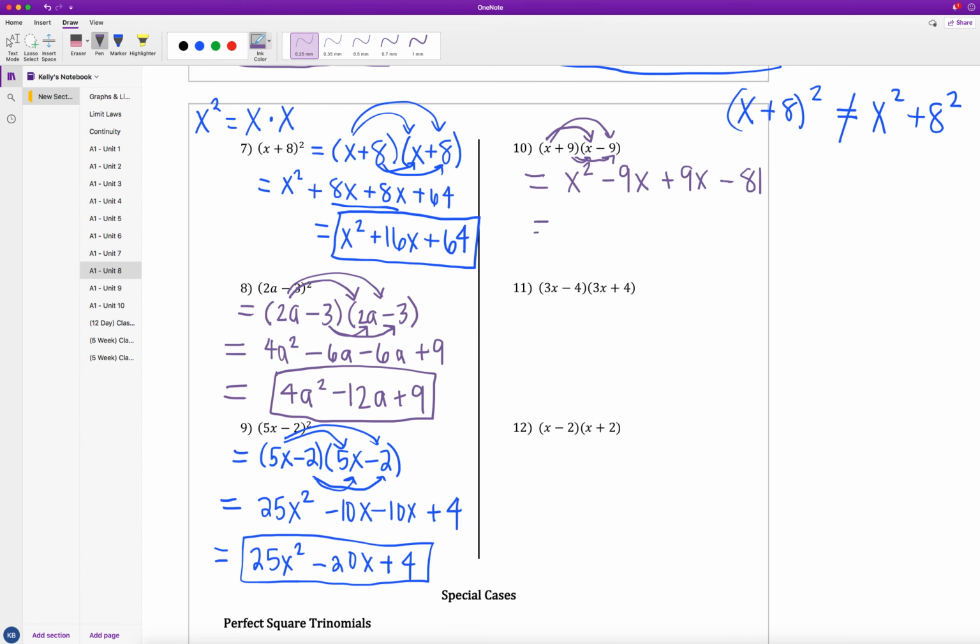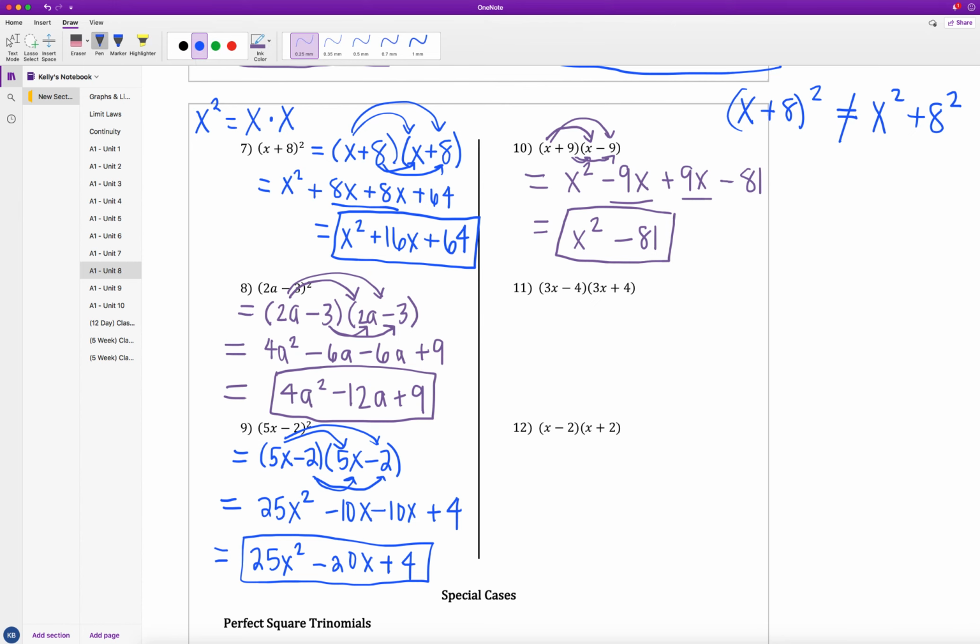If I can combine any like terms, I want to make sure that I do so. The 9x and the negative 9x are like terms, and they actually cancel each other out. So I end up with x squared plus no more x's, so just x squared minus 81, since the 9x and the negative 9x cancel each other out. Why don't you pause the video and try example 11 on your own first.